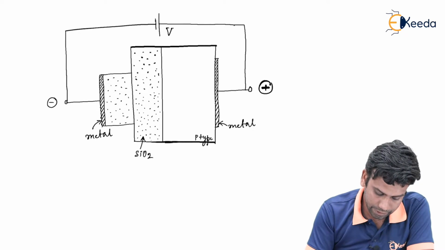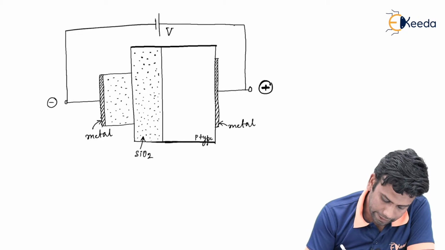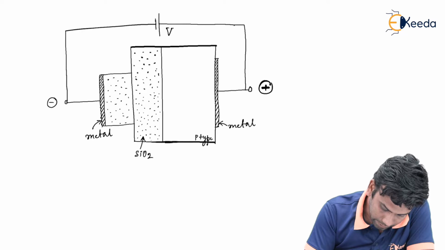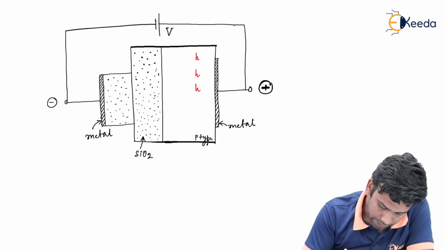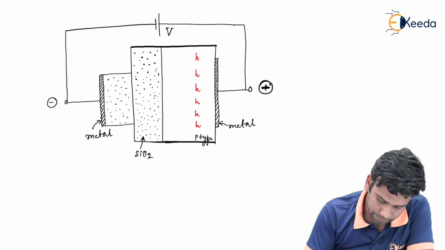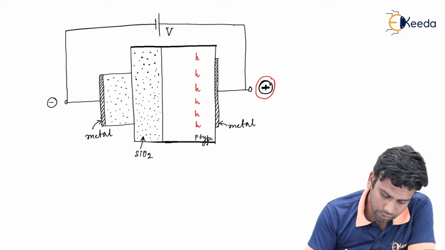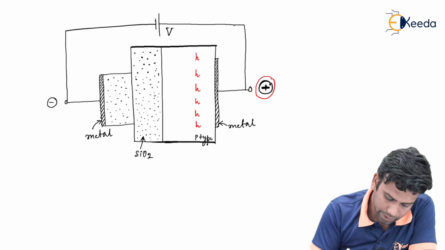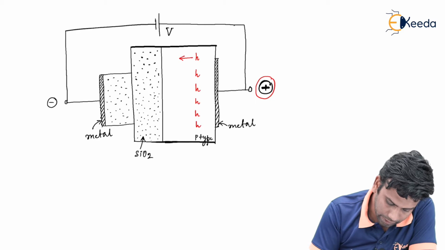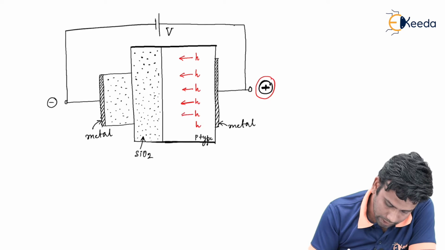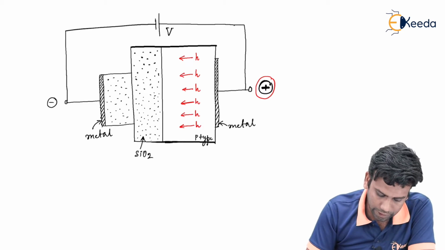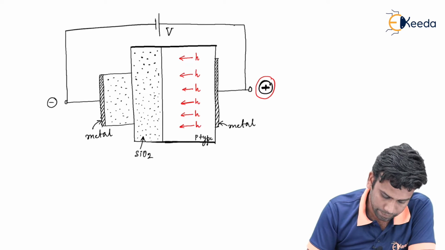After giving this voltage, we know that inside the p-type semiconductor there are a large number of holes present inside the p-type substrate. Due to the application of this positive potential, these holes will face some force which will take them away from this terminal, that is, the holes will be attracted towards the interface of silicon dioxide and p-type material.